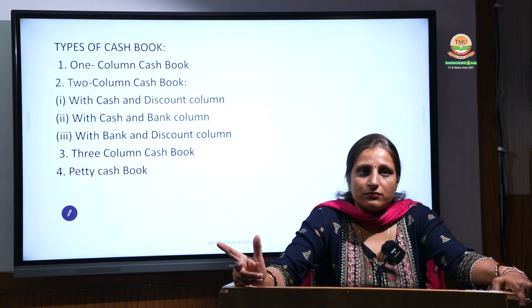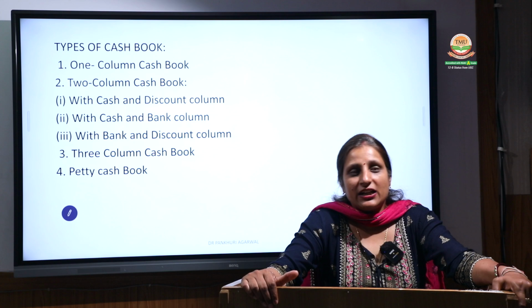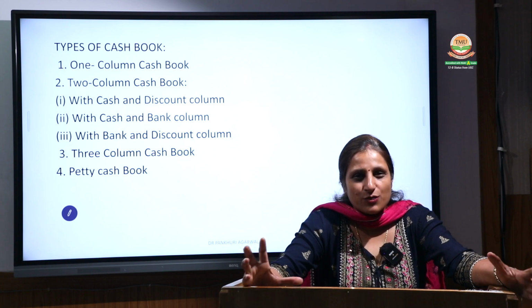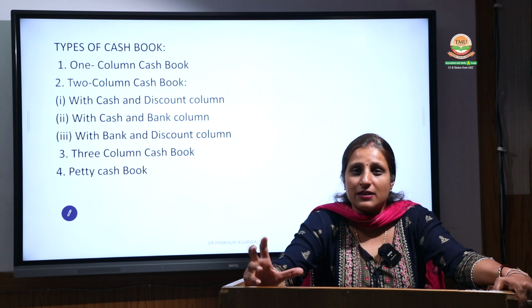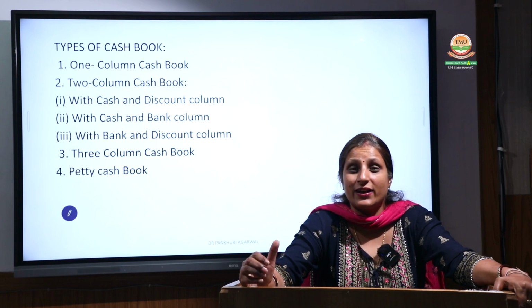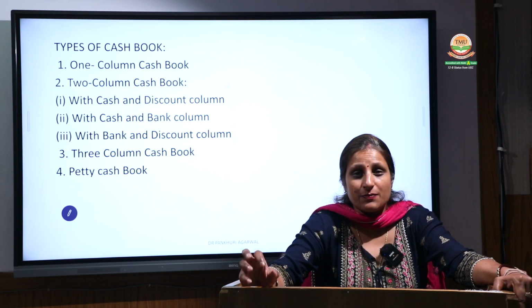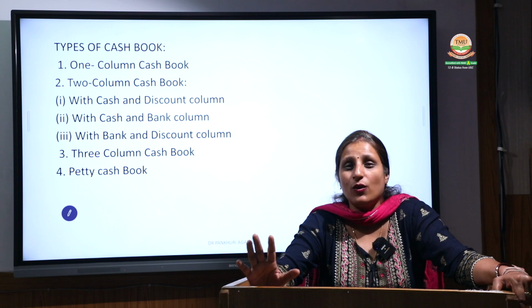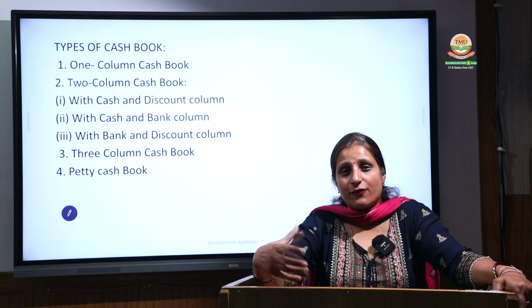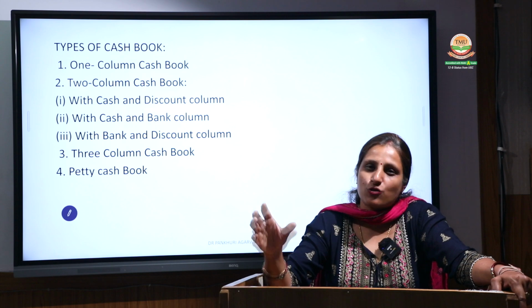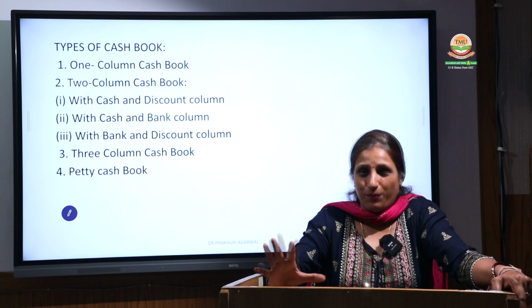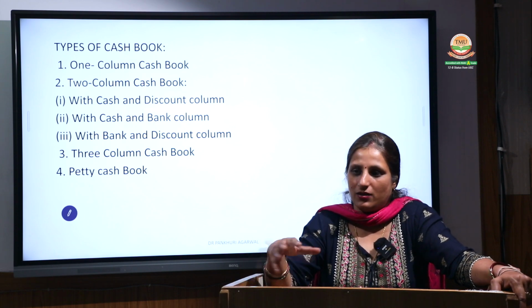Now, what is the difficulty in this? The difficulty is that the cash book becomes very bulky. The small amounts make the cash book bulky because there are various entries of cash. And if I make all the entries, it becomes very difficult when I have to audit, because the cash book becomes bulky with so many entries. So it becomes very complicated.